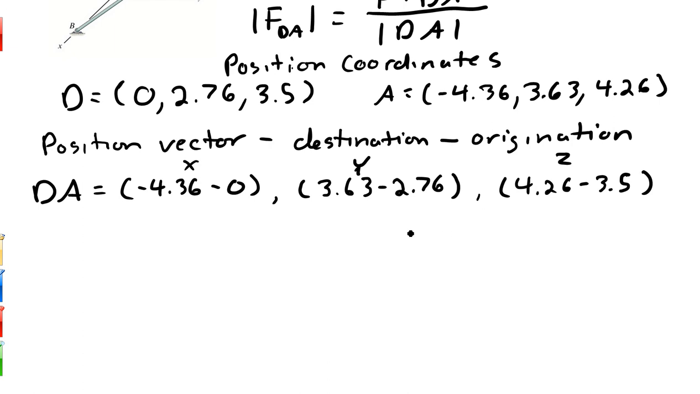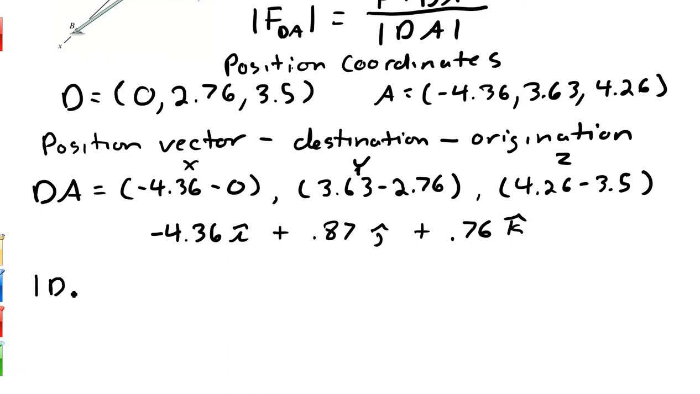So when you do a little bit of math, this turns out to be just a regular minus 4.36 in the I, plus 0.87 in the J, plus 0.76 in the K direction. Alright, so there's our position vector. Now we just need the magnitude of dA.